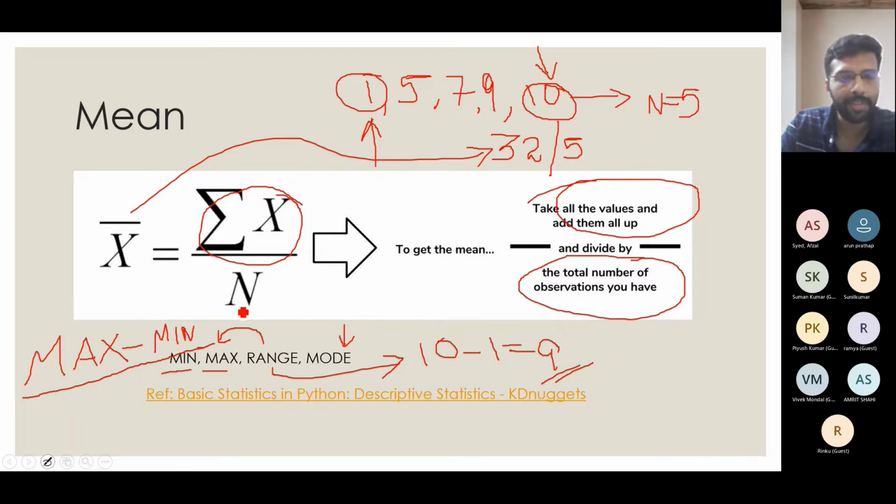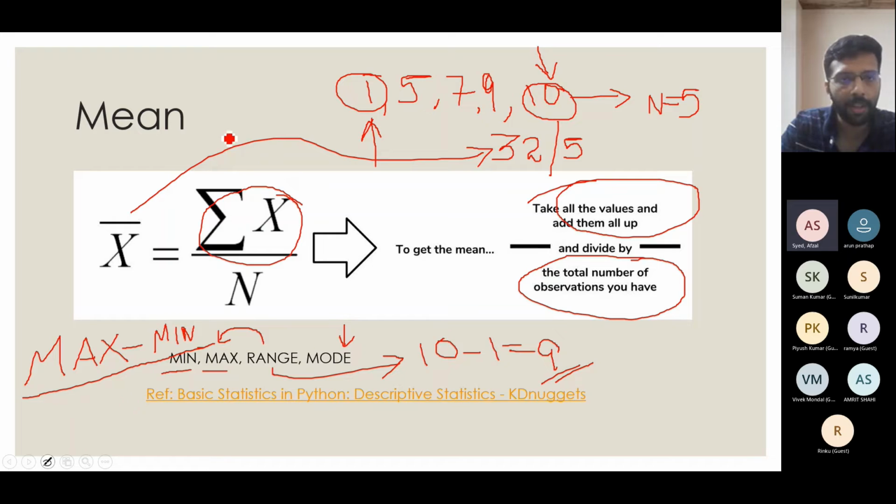Mode is defined as the value in the data set which is occurring the maximum number of times. If you see in this data set, 1 is occurring 1 time, 5 is occurring 1 time, 7 is occurring 1 time, 9 as well. Each of the 5 data points is occurring only once. So this particular data is not actually having any mode.